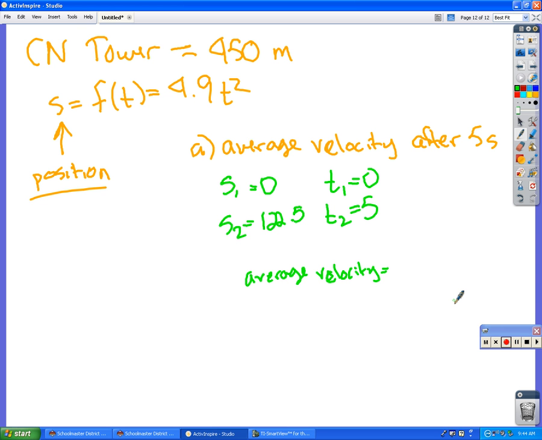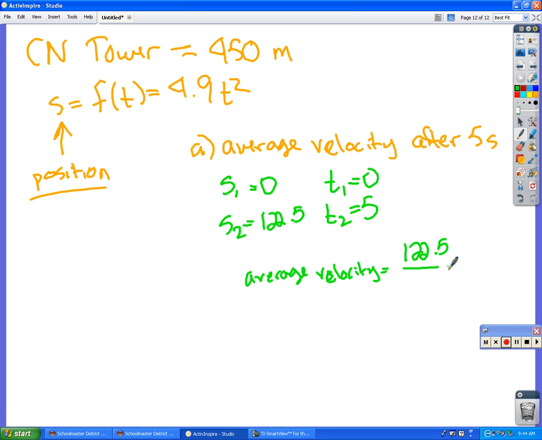How far did it fall? How far did it move? What's its displacement, or its change in distance? You give me the final answer, right? Okay, so it started at 0 and then ended up at 122.5. So it moved a total of 122.5 meters.